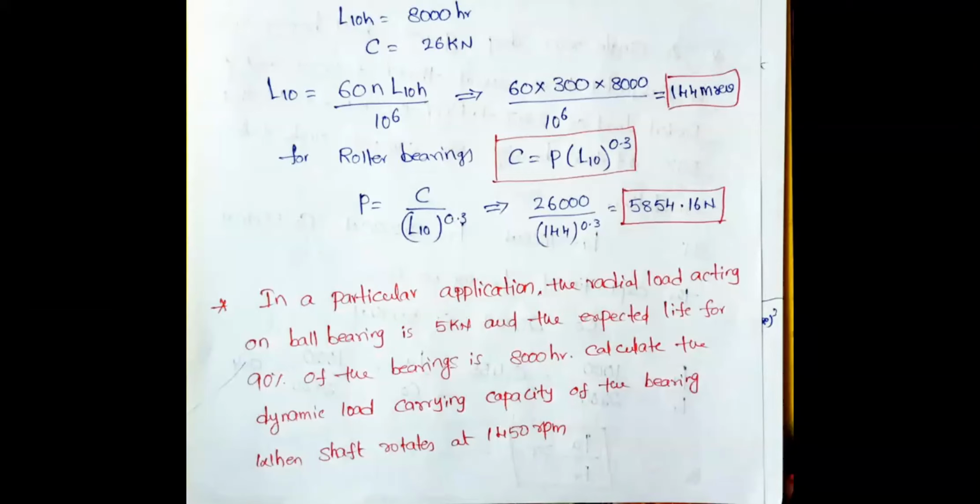Whenever a problem is given on a rolling contact bearing, I told you that first you have to verify whether it is a roller bearing or a ball bearing. So in this problem, what type of bearing is it, and what is the value of small p or k? Here it is a ball bearing.